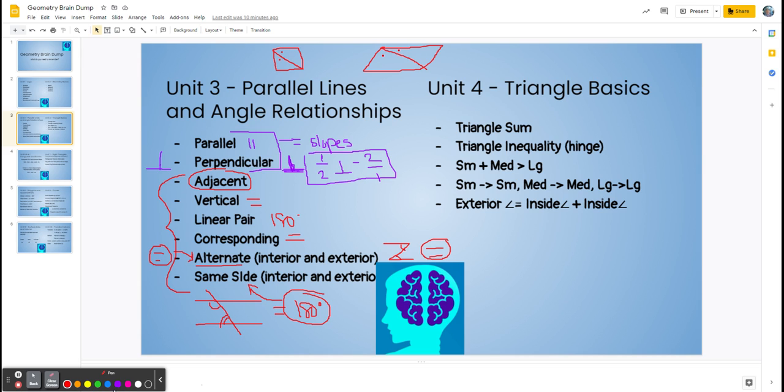How about triangle basics? Over here, what do I mean when I say triangle sum? What are all the angles of every triangle add up to be? In an equilateral triangle, they're always equal to 60. In every single triangle, what do the angles add up to? 180. I didn't even put isosceles and equilateral on here. I should have. What do I mean by triangle inequality or the hinge theorem?